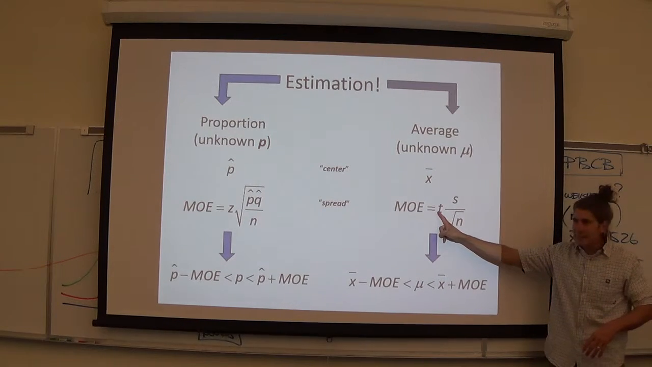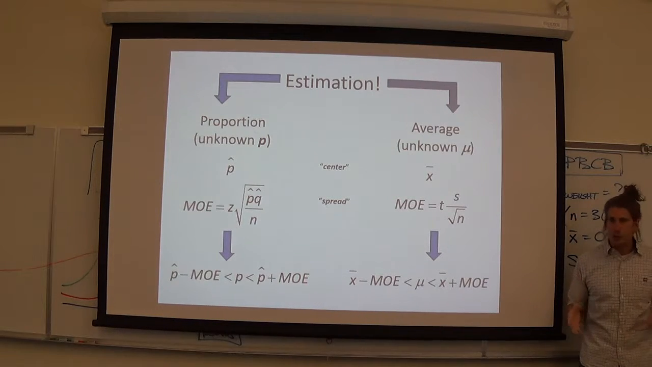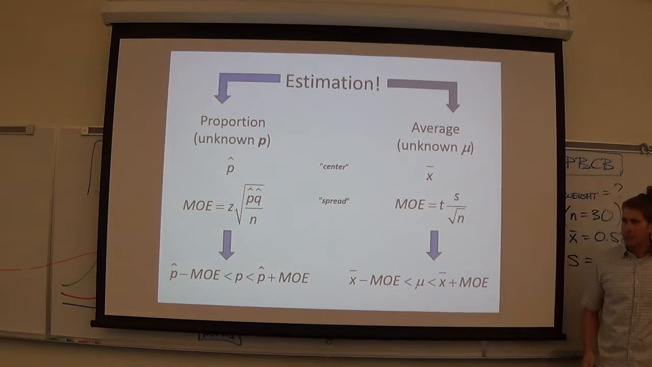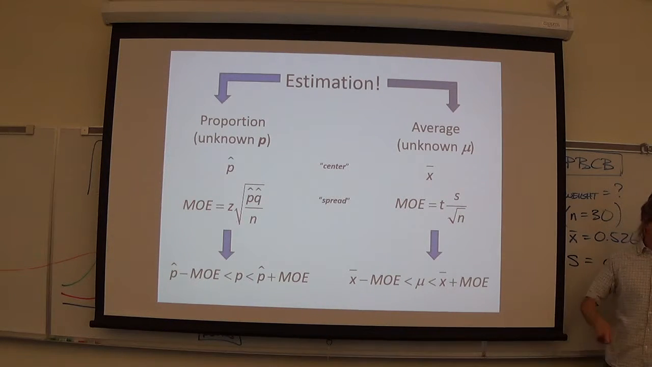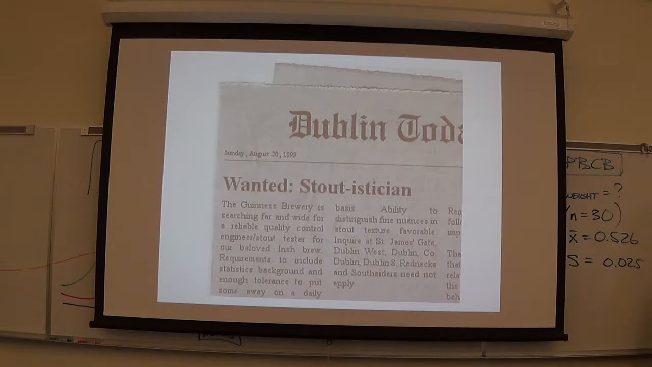Why would I call that T? Why not just call it Z? Because Z is what we're used to, right? We're used to the Z distribution. Z equals 2, 95% confidence. Z equals 1, 68% confidence. Z equals 6, ridiculous levels of confidence. Well, I want to tell you about why it's T. But I want you to read this first.